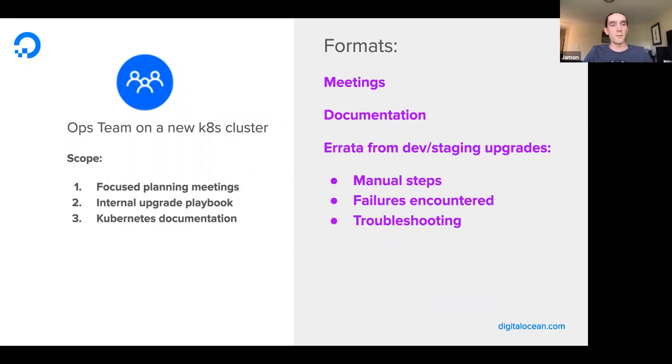So you can scope it again with meetings, have an internal upgrade playbook, look at the Kubernetes documentation. Really important one as well is, as your team is working through these things and doing the work, keeping track of errata, things that maybe didn't work properly, or manual steps, failures that happened, and any troubleshooting steps. Keep track of that, because that'll be a great way to iterate and improve things so that you don't run into those problems in the future.